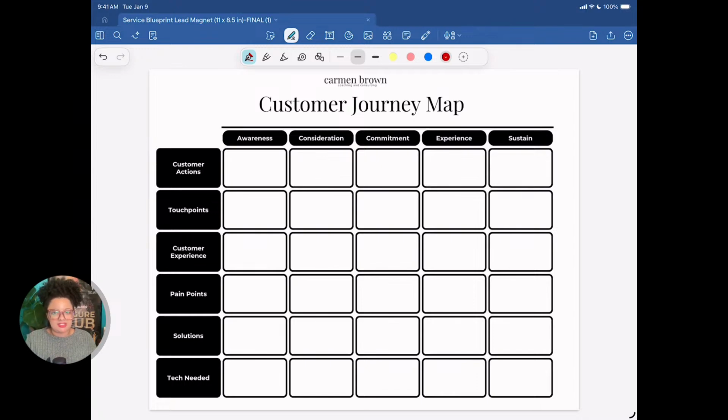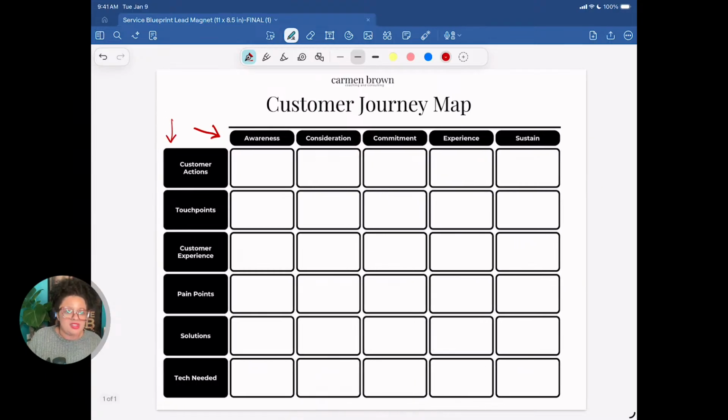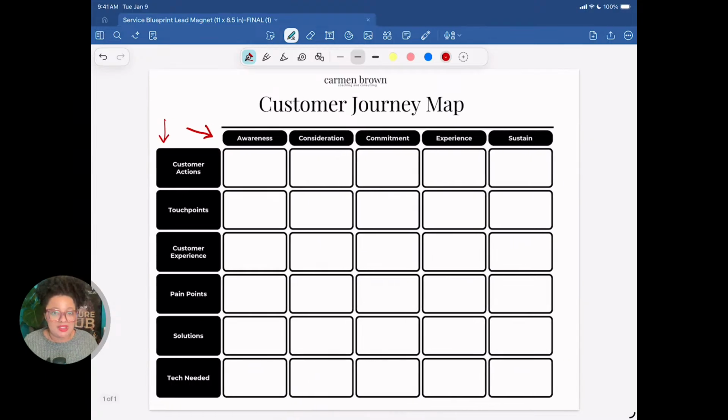All right, so let's talk about it. Across the top here, you notice I have all of those steps in the client journey right there across the top. And then going down the side, these are all the different things that we want to consider when it comes to our client journey.